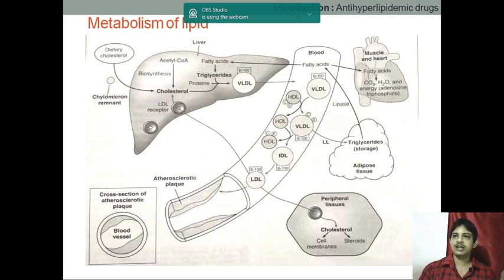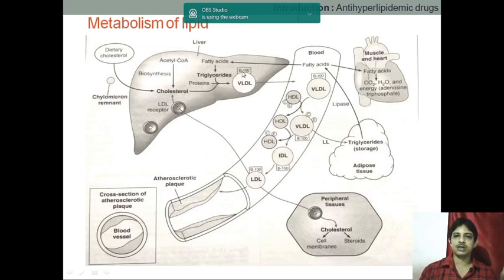Now triglyceride, cholesterol and protein are packed together in the Golgi bodies in the liver to form the very low density lipoprotein. So this triglyceride, protein and cholesterol produce the very low density lipoprotein.